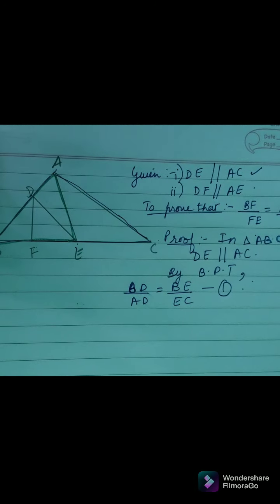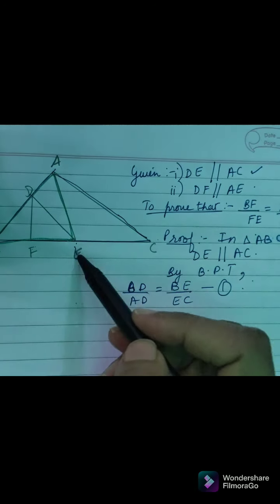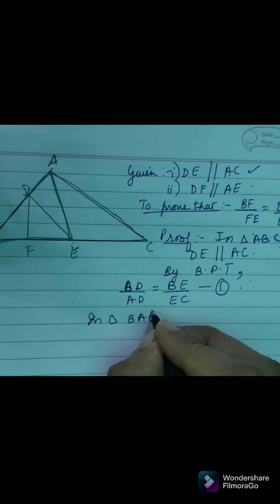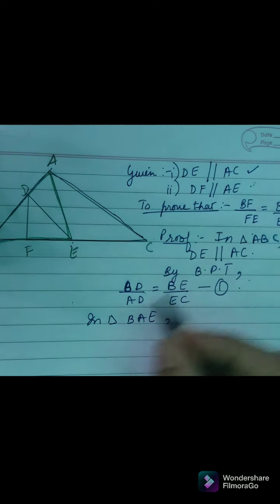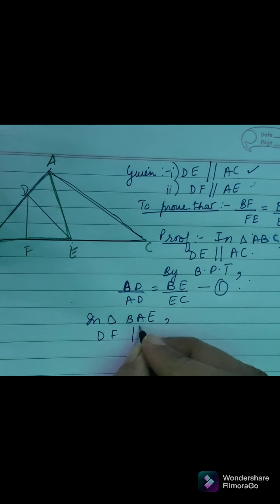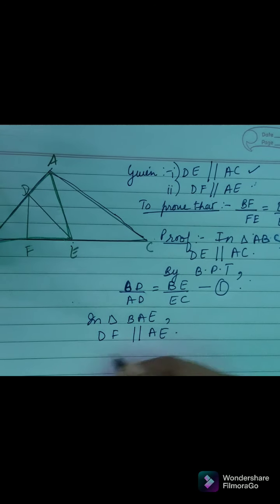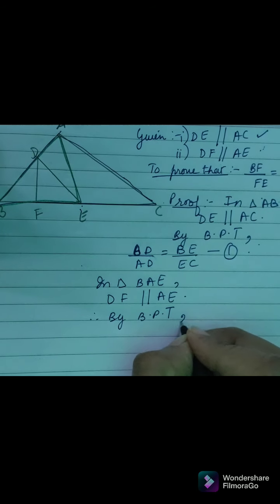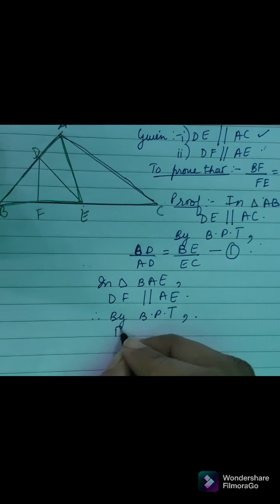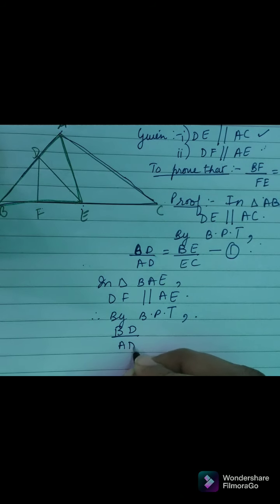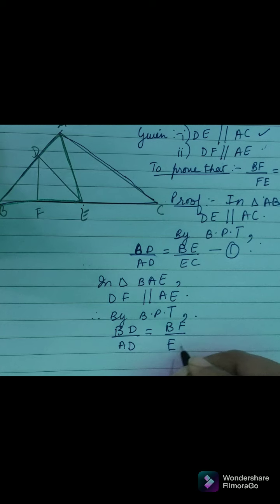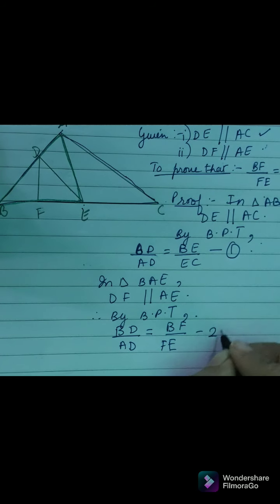Now I'm going to take triangle BAE. Now in triangle BAE, again the second part, that is DF is parallel to AE. So therefore, by basic proportionality theorem, what do I get? I get BD upon AD is equal to BF upon FE. I'm marking it as 2.